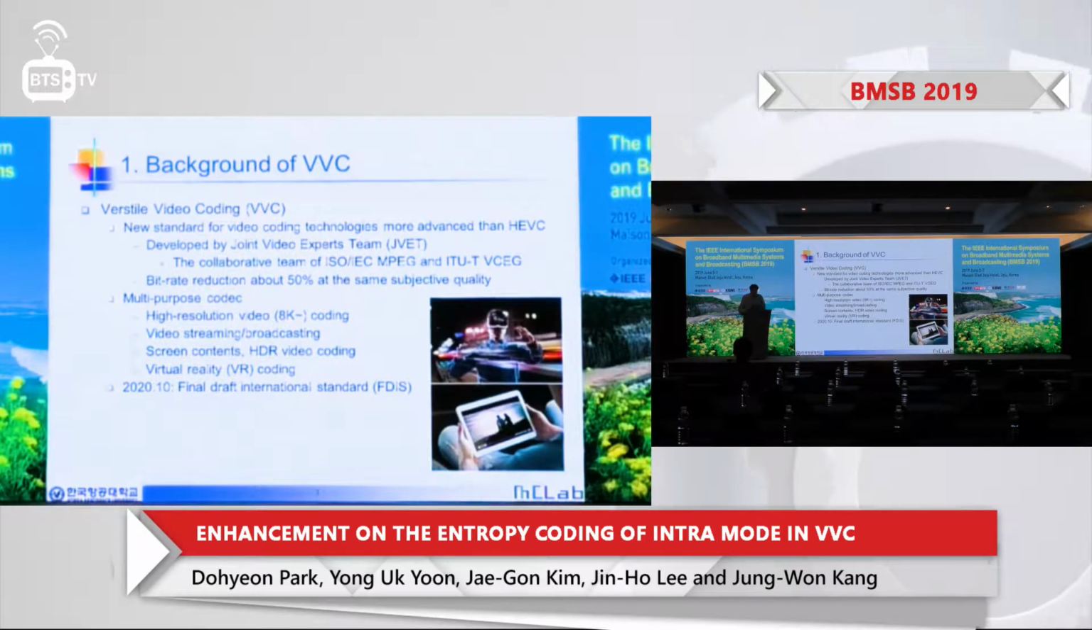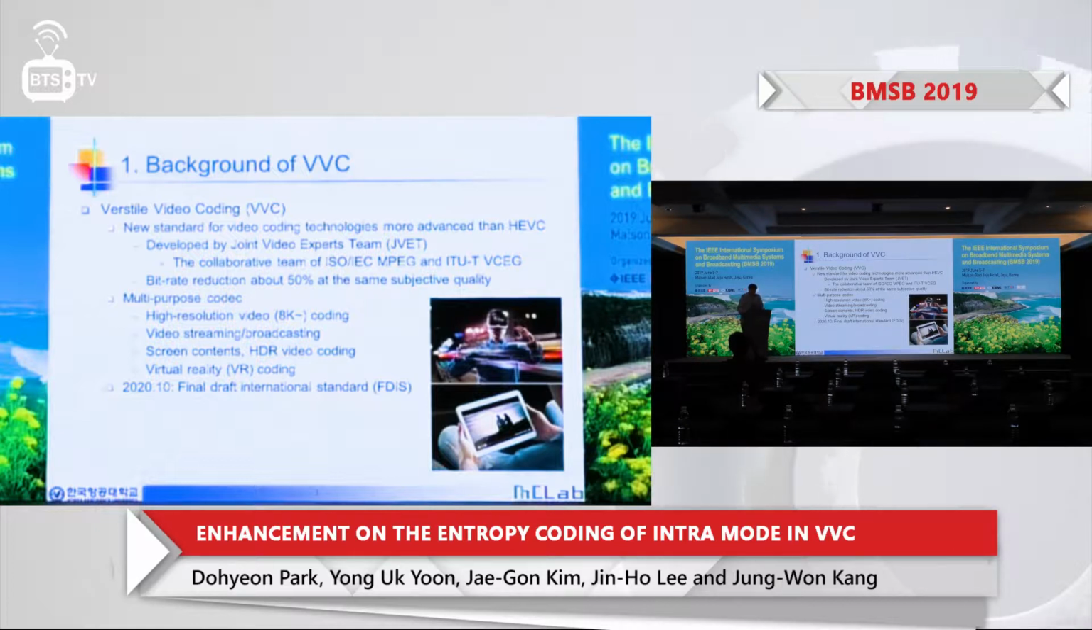In the emerging immersive media services, such as 4K and 8K UHD videos and 360-degree virtual reality videos, we can enjoy the services on mobile. So more efficient video coding technologies are still highly demanded.